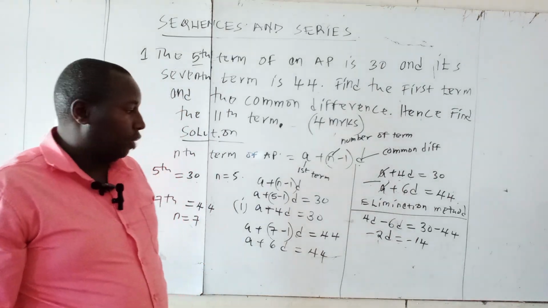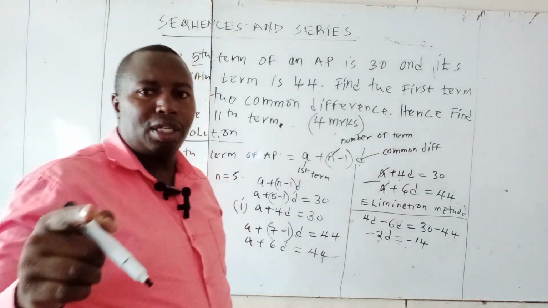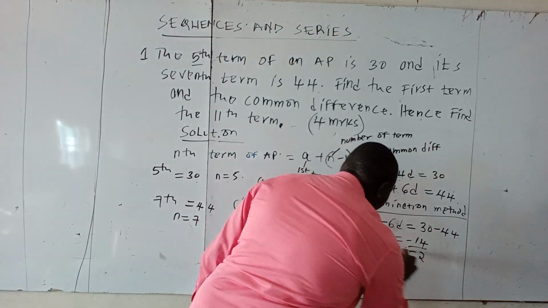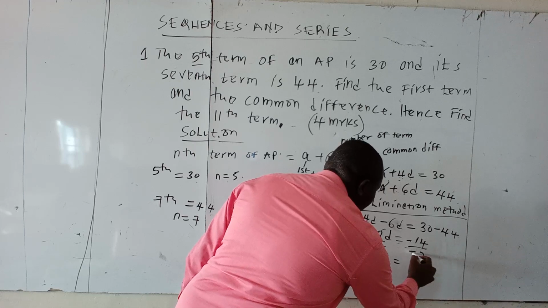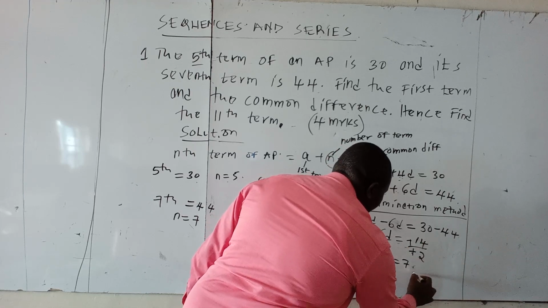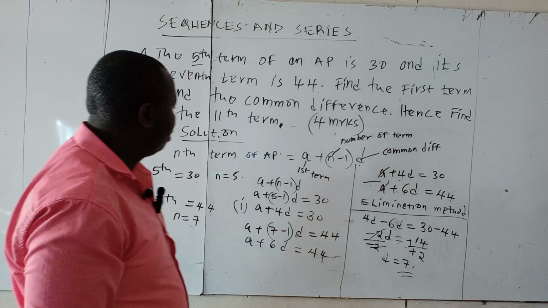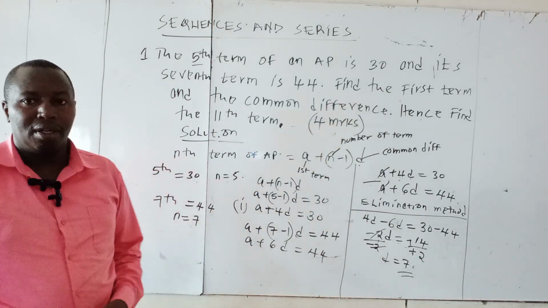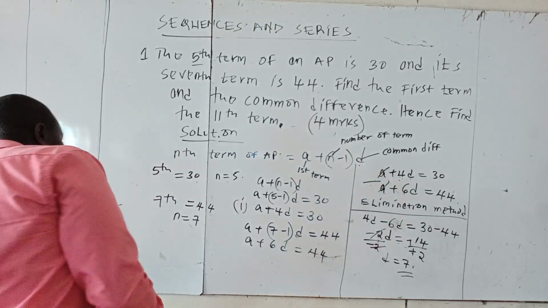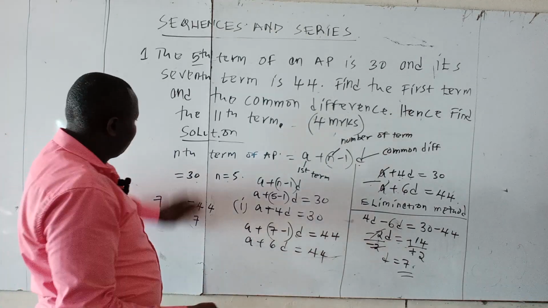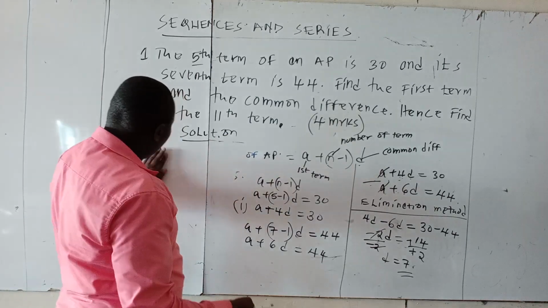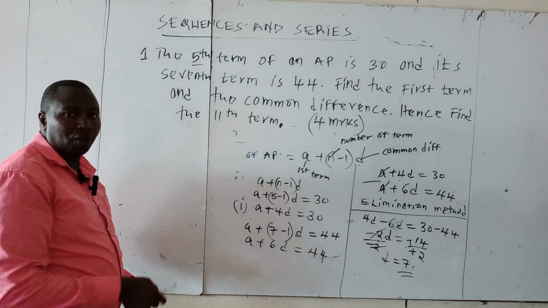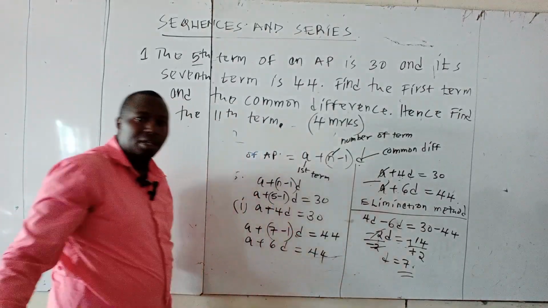Then for you to get the value of d in this question, you are supposed to divide both sides by -2. And -14 divided by -2 becomes positive 7. So now you find your value of a. Our d is equal to 7.